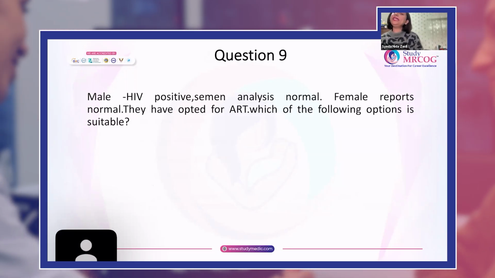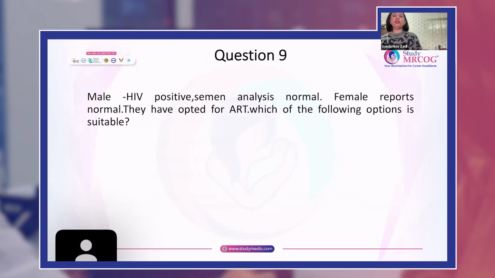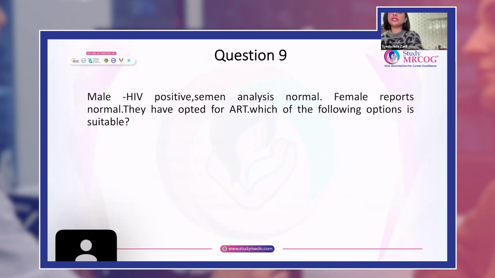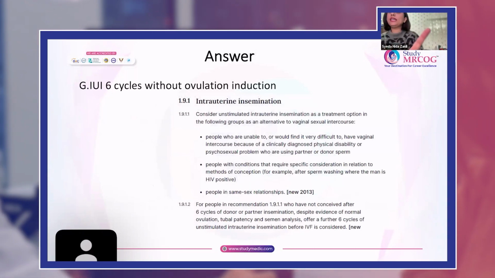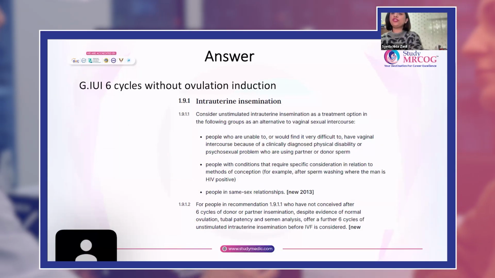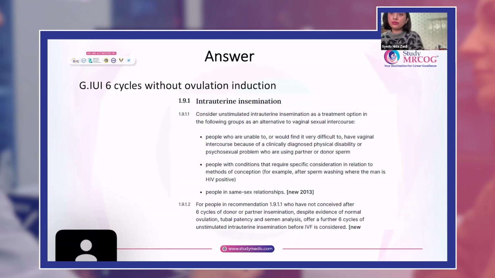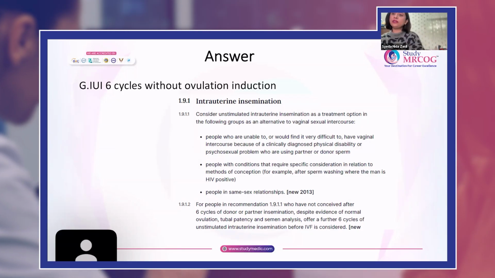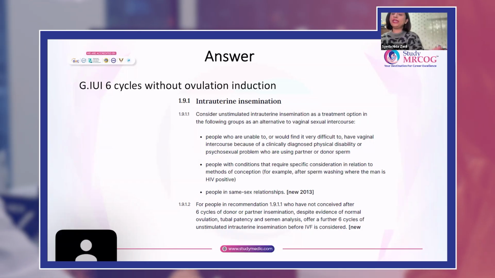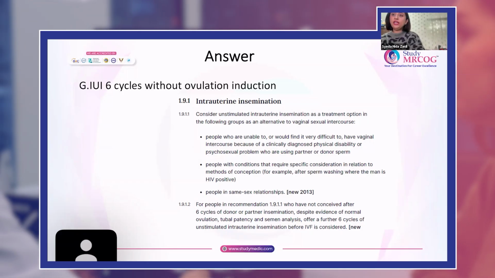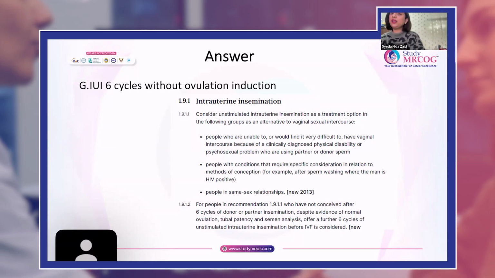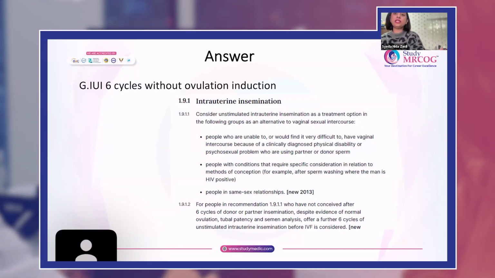So, he is HIV positive and everything is normal, and they have opted for artificial reproductive technology. In this case, we need to remember the indications of intrauterine insemination. We can offer it to patients who have to undergo donor insemination, who are in same-sex relationships, whose partner has some kind of problem that needs sperm washing, like hepatitis B or HIV, or who are unable to have sex or find it very difficult to have sex.